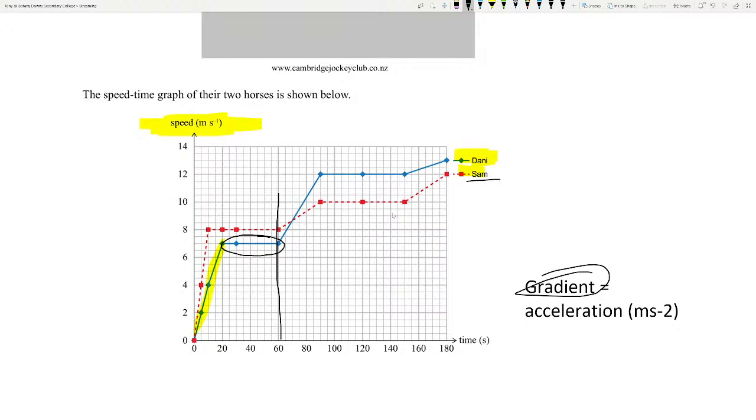Whereas Sam is a bit of a speed demon here, this horse is going pretty fast. It's accelerating faster because there's a steeper graph, a steeper line. That means there's a higher gradient, that means there's higher acceleration, and this horse also has a higher constant speed of 8 meters per second.